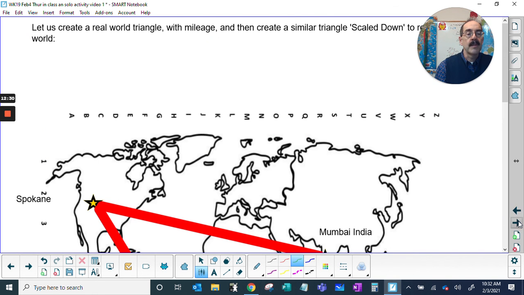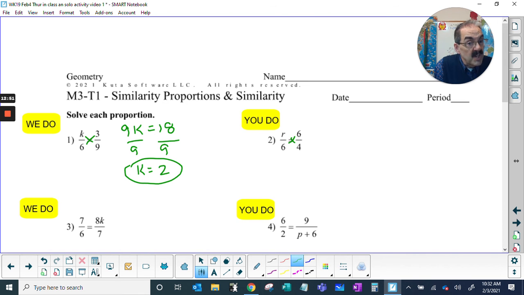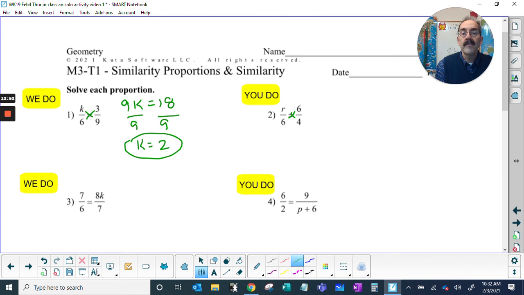Now, the actual homework was the solo activity the other day where I asked you to demonstrate that you could calculate. So, the first one is 9k equals 18. Solve for the k. K was 2. And then you were supposed to go do it. There's a video that shows you how to do these. So cross multiply, cross multiply, cross multiply. Make sure that you demonstrate those.